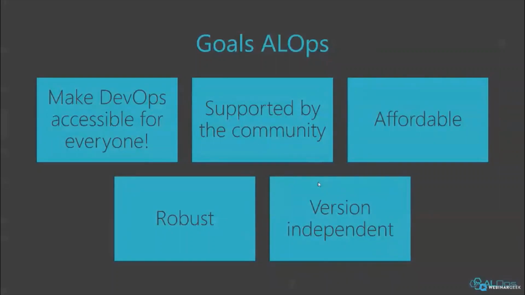It needs to be robust. I don't want breaking builds of my own, and I can definitely understand that you would not want breaking builds at your place. So we need to make it as robust as at all possible. And it needs to be version independent. My scripts need to run on the newest version of Business Central, but also on version 2018, for instance. Okay, so these are the goals.